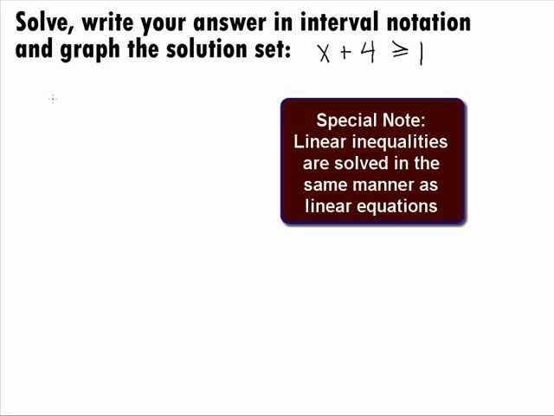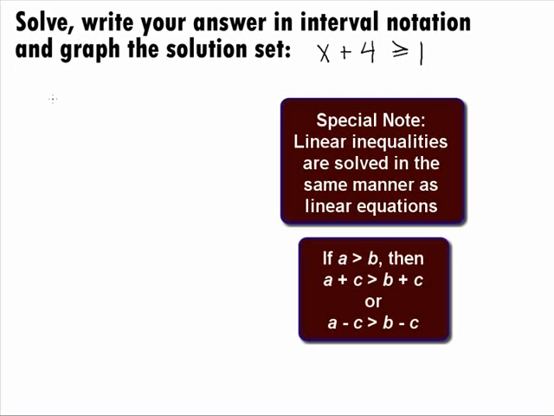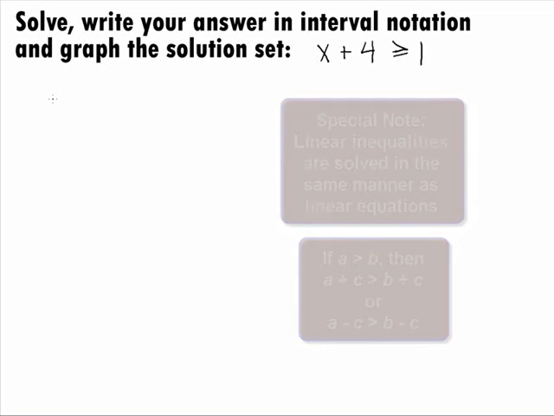Note that we solve linear inequalities in the same way that we do linear equations. We want to get our variable on one side and everything else on the other side by using inverse operations. When we add or subtract the same thing to both sides of an inequality, the inequality sign does not change.